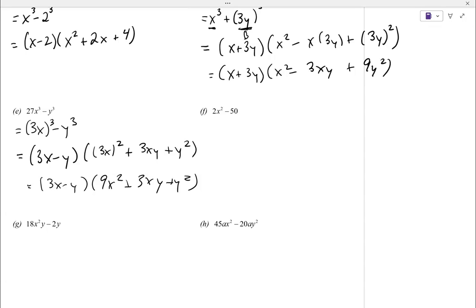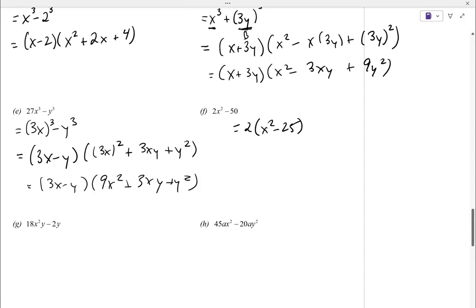Is 50 a perfect square? Is that one of our squares? No. So we can't apply this difference of two squares formula first. But there is something you should always look for first in any factoring problem. What is it? GCF. Is there a GCF here? 2. Factor your 2 out first. When you factor out the 2, what are you left with?